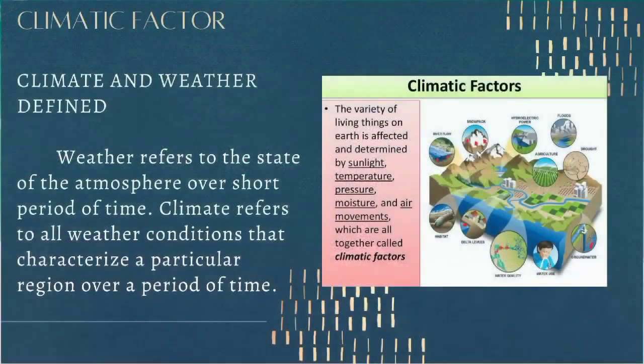Next topic is about the climatic factors. Climate and weather defined. Weather refers to the state of the atmosphere over a short period of time. Climate refers to all the weather conditions that characterize a particular region over a period of time. For example, the variety of living things on Earth is affected and determined by sunlight, temperature, pressure, moisture, and air movements, which are all together called the climatic factors.